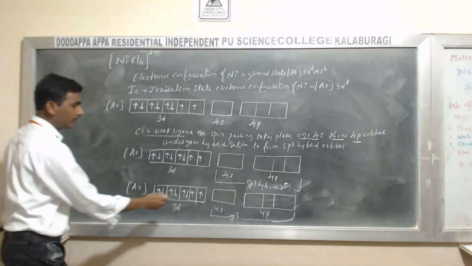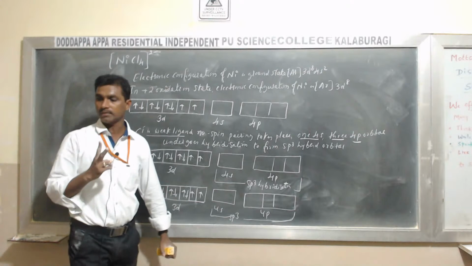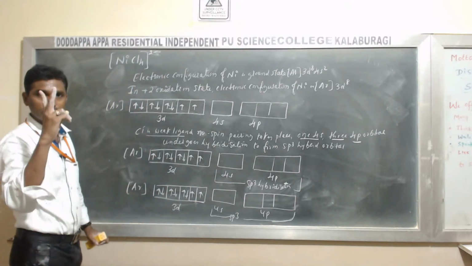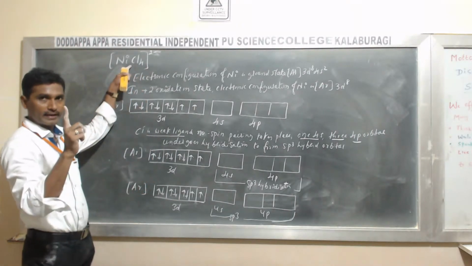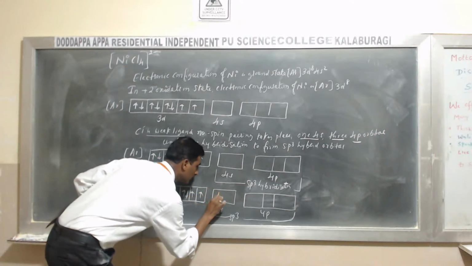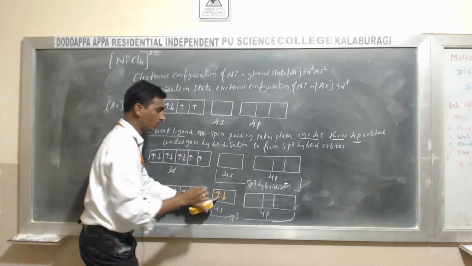So here, each orbital contains a maximum of 2 electrons. Correct? So chloride is a monodentate ligand. It gives one pair. One pair means 2 electrons. So each orbital contains 2.